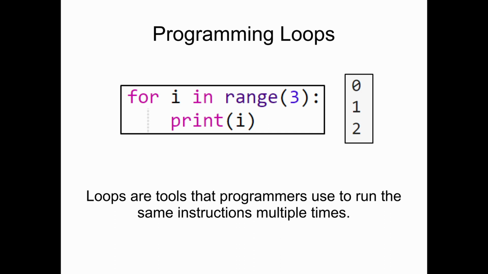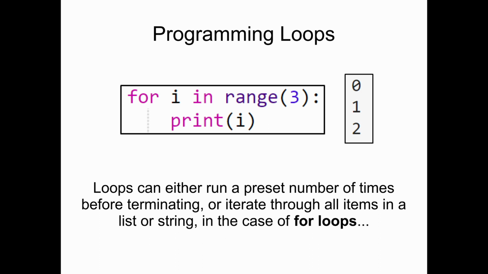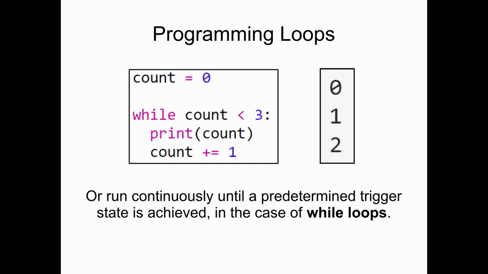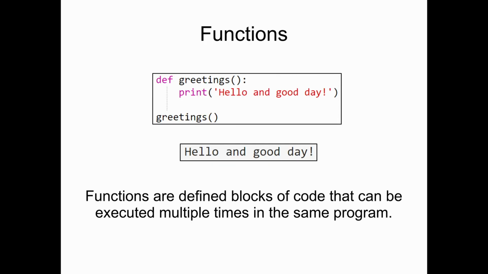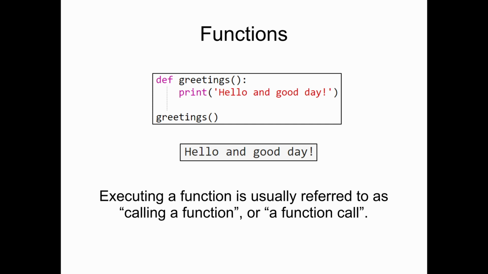Loops are tools that programmers use to run the same instructions multiple times. Loops can either execute a preset number of times before terminating, or iterate through all items in a list or string, in the case of for loops, or run continuously until a predetermined trigger state is achieved, in the case of while loops. Functions are defined blocks of code which can be executed multiple times in the same program. Executing a function is usually referred to as calling a function, or a function call.